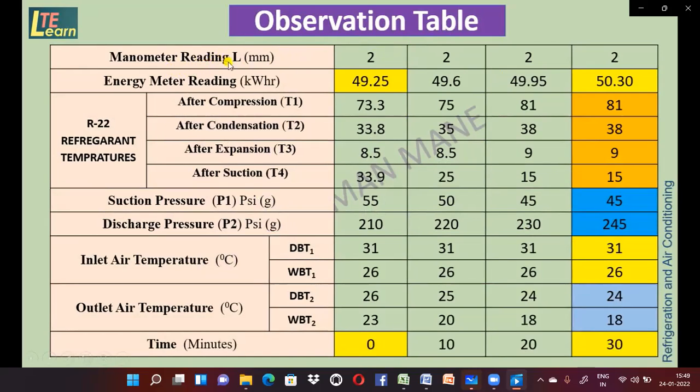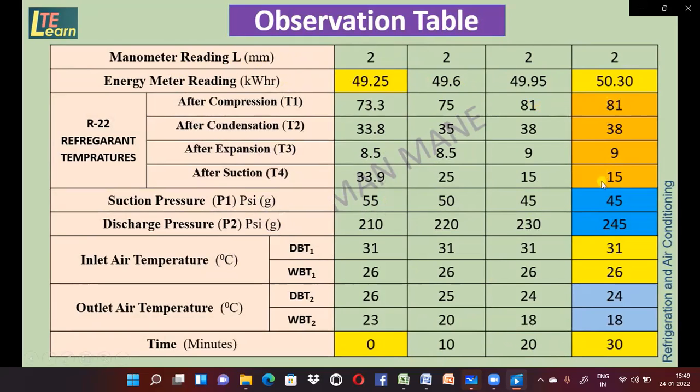Manometer reading is indicated by letter L in mm. This is energy meter reading. So here we conduct the test for the time of 30 minutes with interval of 10 minutes between each two readings. So here this is an initial reading of the compressor energy meter and this is final reading in kilowatt hour.